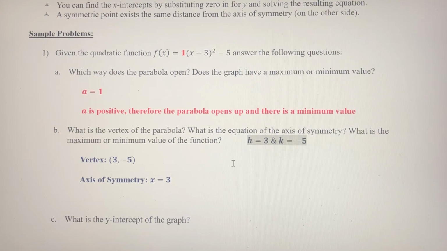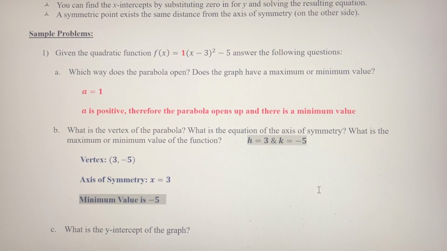The minimum or maximum value, in this case it's a minimum because the parabola opens up, is going to be the y-coordinate of the vertex. So the minimum value of the function is -5, and we say that occurs at x equals 3. So this vertex is the key point that I need to graph this function.